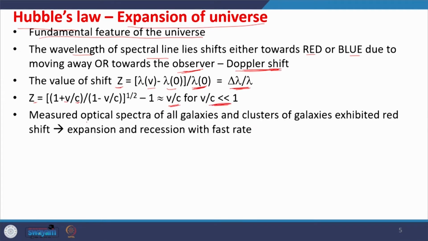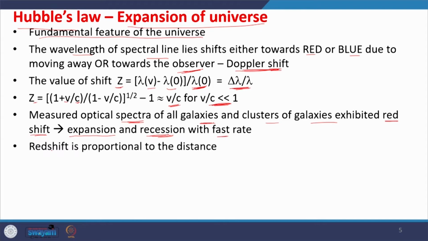And when researchers have measured the spectra of starlight, and these stars are from all kinds of galaxies or clusters of galaxies, every spectrum has exhibited redshift, there is no blue shift. Okay. So, it is very clear that the expansion is taking place beyond any doubt, and the recession velocity is not slow but in fact fast. And this shift in wavelength, that is redshift, is proportional to the distance between the source and the observer. Fine.